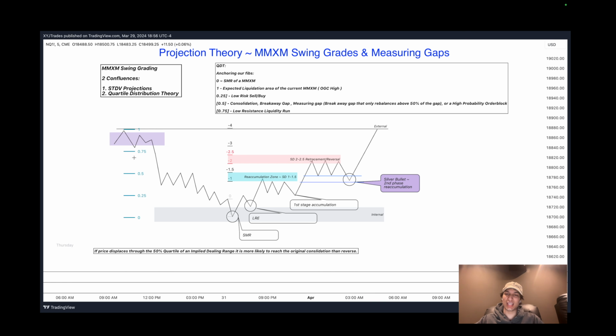Okay, the last thing I'll say before we hop into a chart is that generally speaking, a question I get asked often is, how do you know if price is going to actually reach the terminus of this model, or is it going to reverse?